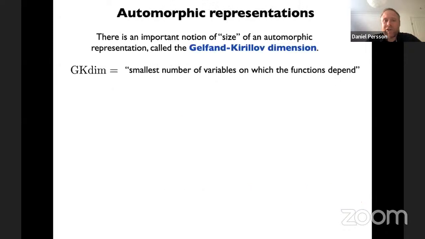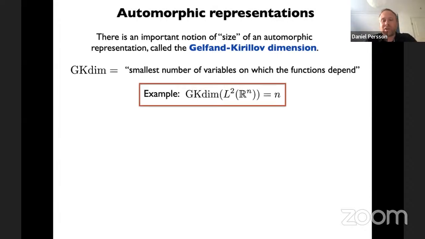Now, one very useful concept. These are, of course, infinite dimensional function spaces. So it's different from when we talk about, let's say, finite dimensional representations in quantum mechanics or something like that. But there is a very useful notion of size of an automorphic representation, and it's called the Gelfand-Kirillov dimension. So roughly, it is like the smallest number of variables on which the functions can depend. As an example, if we look at square integrable functions on R^n, the Gelfand-Kirillov dimension would be just n. We realize them as functions of n variables.